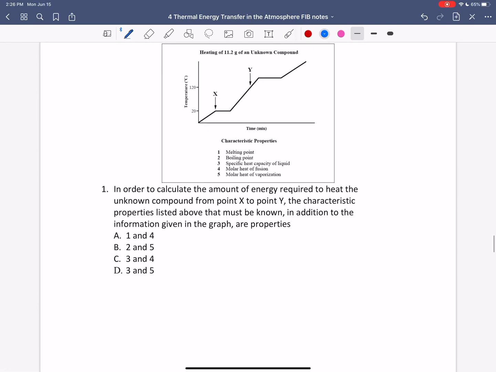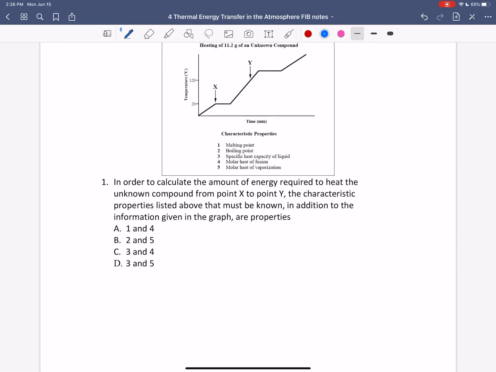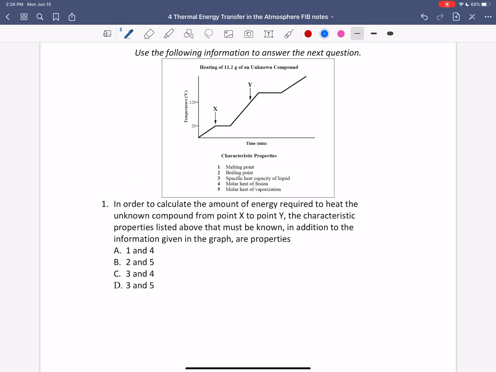All right. And then one more question I want you to look at. In order to calculate the amount of energy required to heat the unknown compound from X to Y, so from here to there, this whole section, the characteristic properties listed above that must be known in addition to the information given in the graph are which properties? So I have the temperature already. So what else am I going to need? Well, here I have to change.